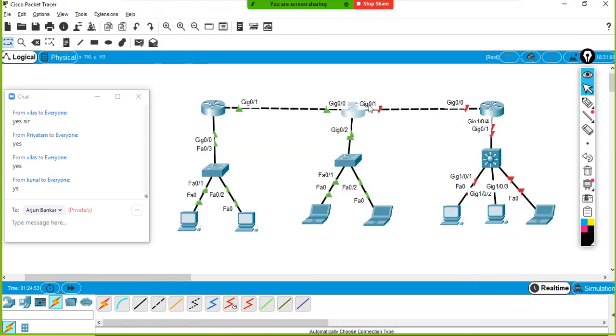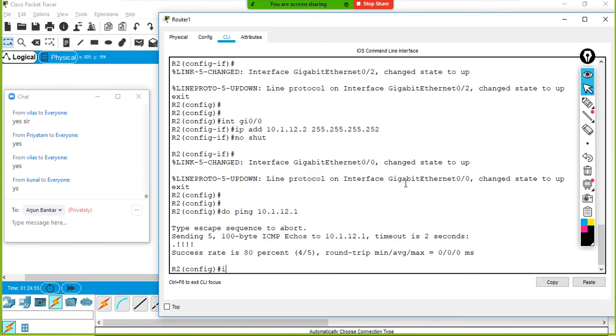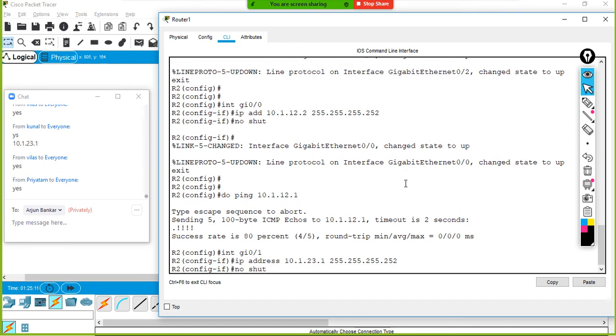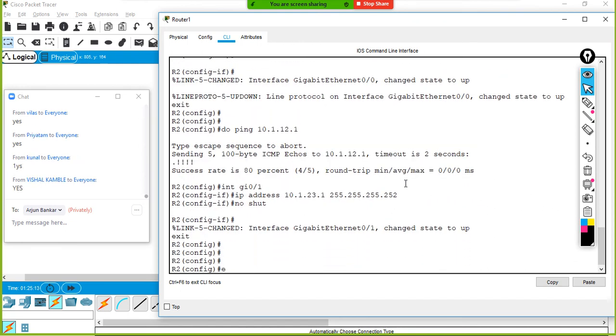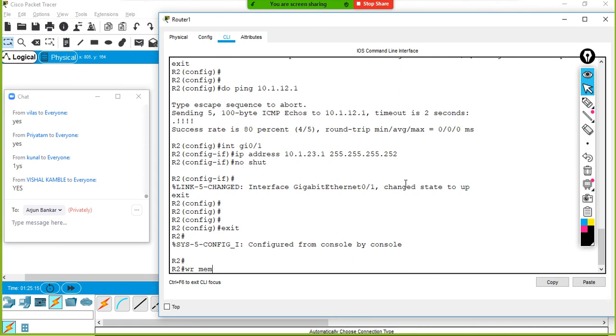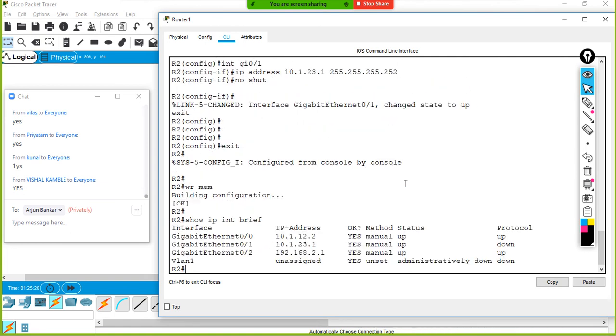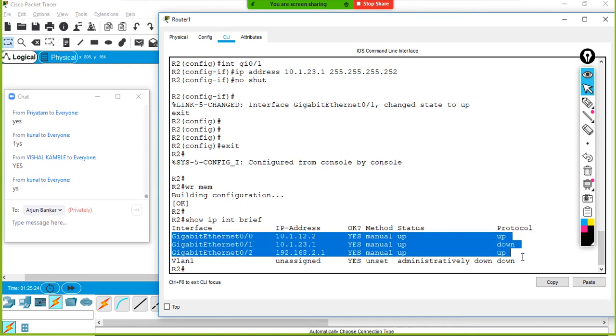Now what else do we need to configure? We need to configure gigabit Ethernet 0/1. Interface gigabit Ethernet 0/1, then ip address. Yes, Kunal. Now what's the IP address? 10.1.23.1. This is what you are trying to say. Everybody is clear, guys? Perfect. Then after this, save the configuration. Then show ip interface brief, the verification. Is it clear, everybody? Say yes or no. Good.